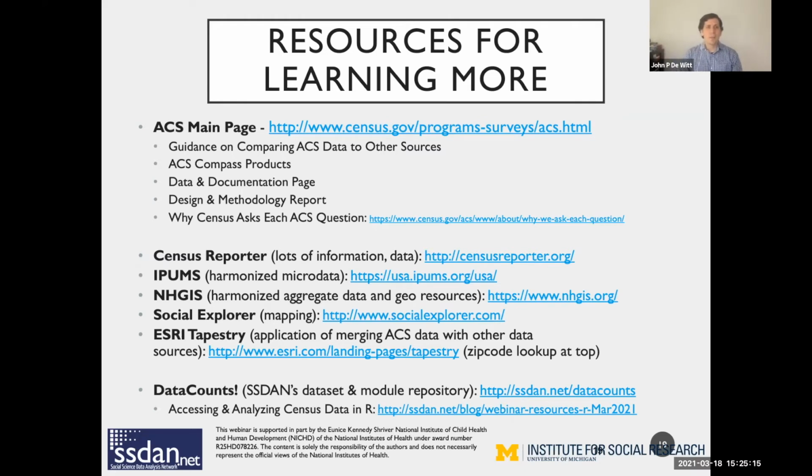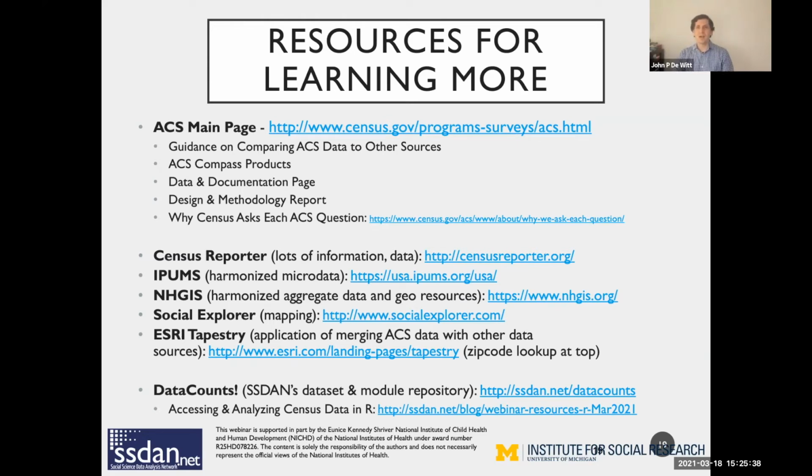The Minnesota Population Center also has IPUMS and NHGIS. One focuses more on the microdata, and the other focuses on the summary level data, but both of those go back as far as they can to the 1790 census. And they've harmonized the data over time. Social Explorer is a great tool for mapping.